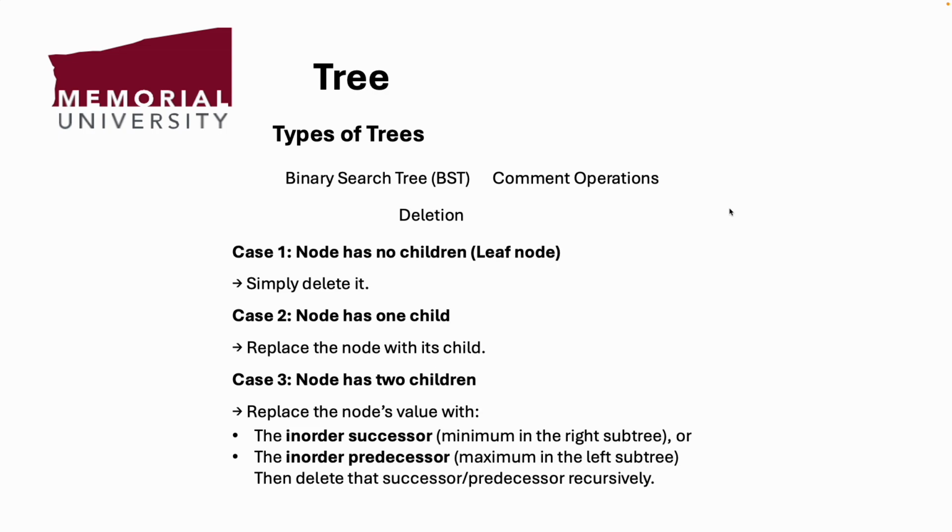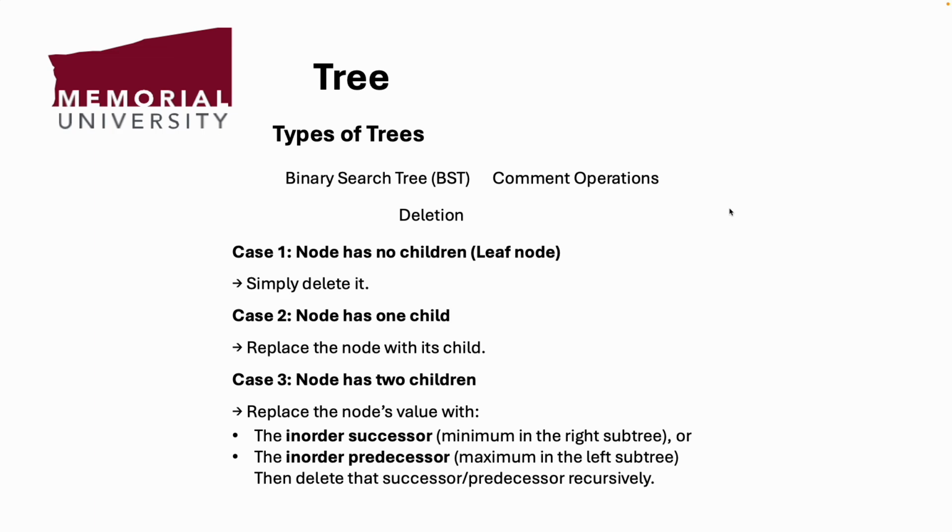Okay, now let's look at the deletion. For deletion, there are mainly 3 cases. First, the node has no children. It means a leaf node. If you plan to delete the leaf node, just simply delete it. Second case, the node has 1 child. In this case, what you have to do is replace the node with its child.